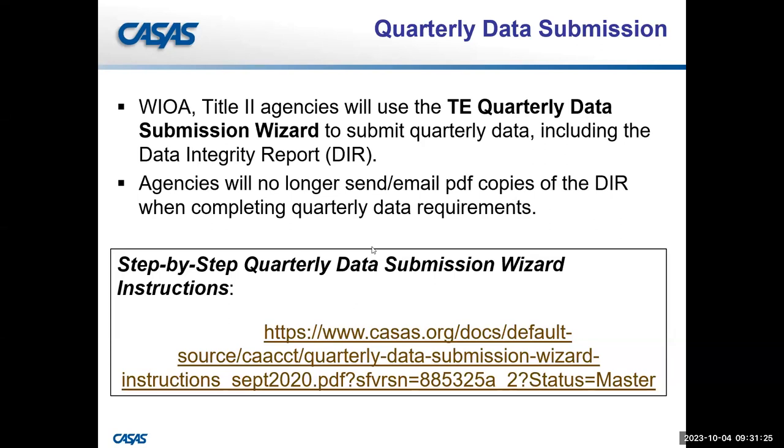The wizard is just for the end of year. You're indicating a number of teachers, number of administrators. There's an area for certifications. There's a set of tables you fill out once a year. You don't need to do it every quarter, but you do need to do it annually. You just fill out those tables when you do that end of year data submission. Okay, hopefully that covers it.